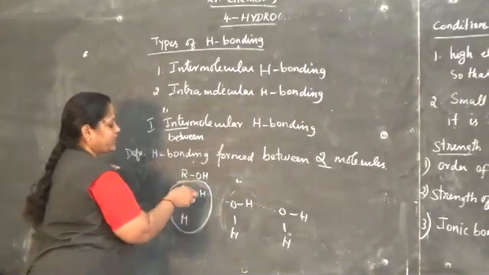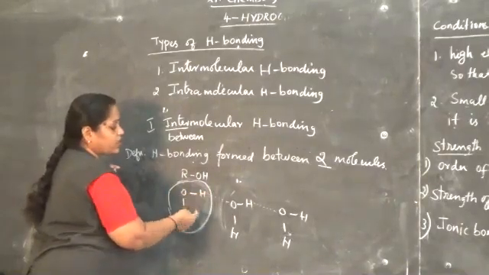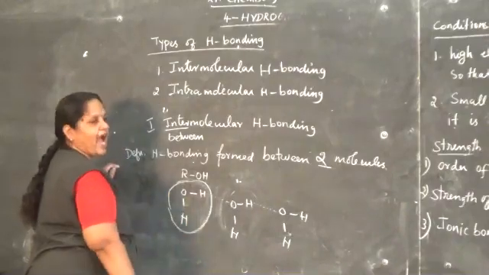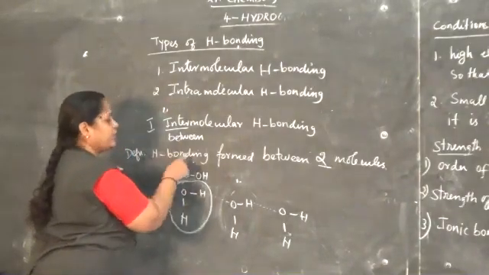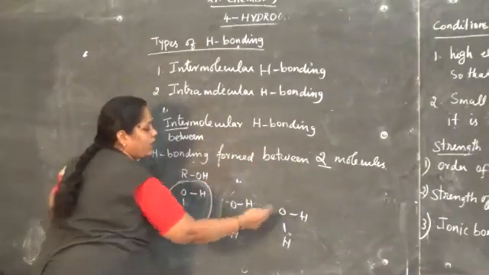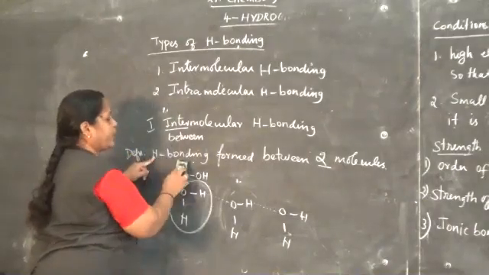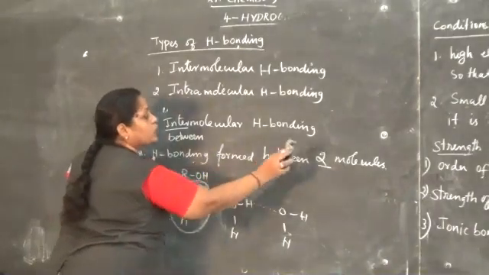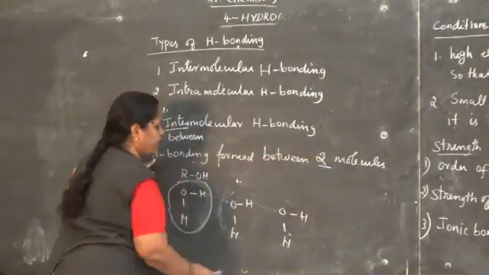So, what is the reason it exists in the form of liquid? Due to presence of intermolecular hydrogen bond. Not only here, hydrogen bonding is also formed between two water molecules or many water molecules. Now, hydrogen bonding is also formed between same molecules or two different molecules.